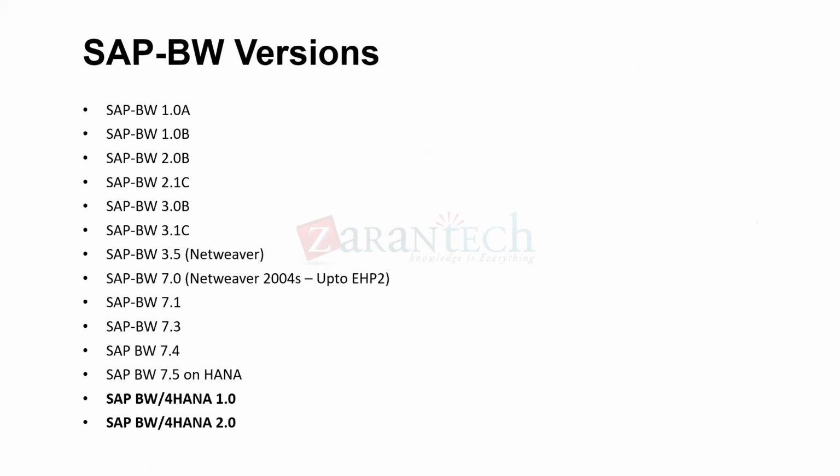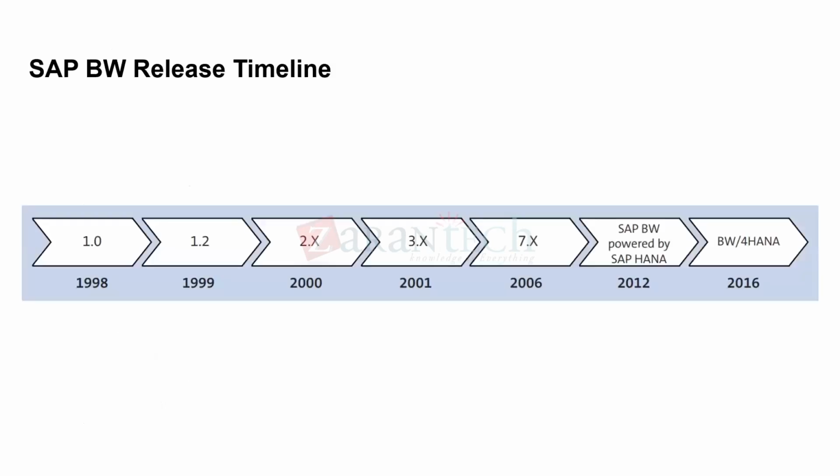Now, what are the different versions of BW? This is the history of all the versions we had in the BW space. SAP changed the name a few times. It started with BW, then I think it changed to BIW, then to BW, then from 7.0 it changed to just BI, and then BW for HANA 1.0 and BW for HANA 2.0. So these are the different versions of BW released by SAP over a period of time, and these are the timelines when those versions were released.